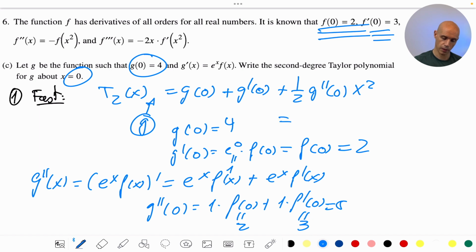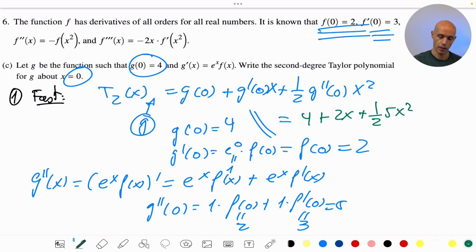So let's write the second order polynomial. What we have is g(0) is 4. Let's choose another color just for fun. So green, 4 plus g'(0), what was that? 2. Oh, look at that. Let's add here an x, right? So what are you looking at? Good. So 2x plus 1/2 of g'', the second derivative, which is 5, times x squared.